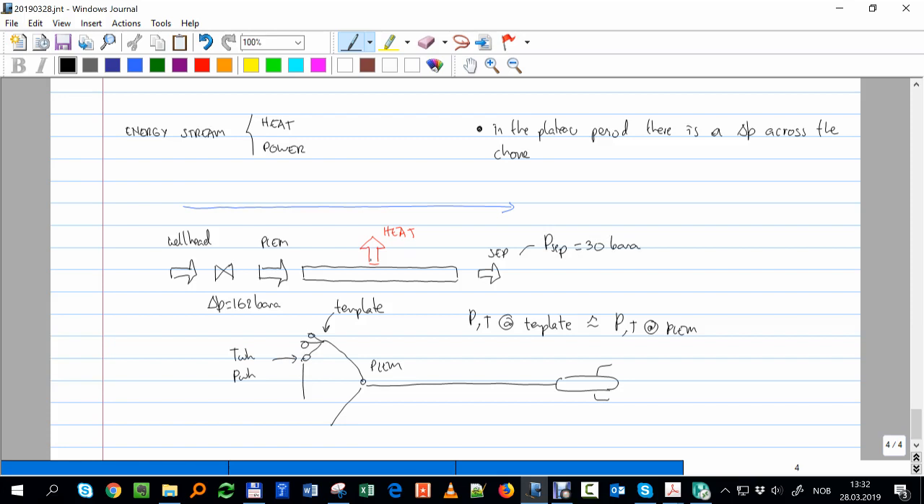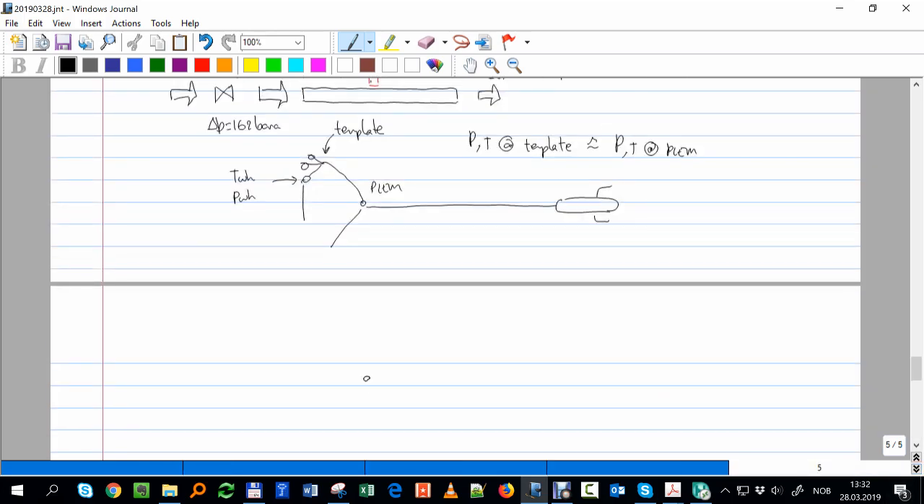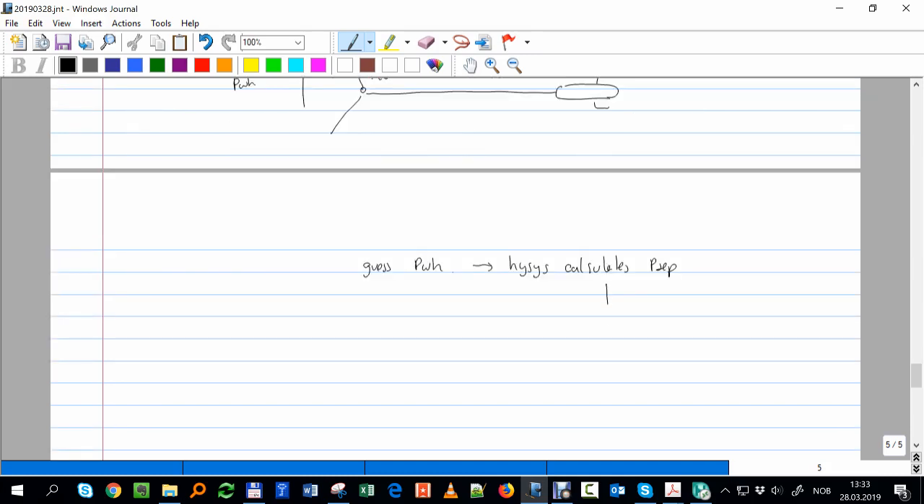Okay? Therefore, you already think that you have to make some iteration. You have to guess, so the workflow will be: guess PWH, and then Hysys calculates P separator, and then you have a check, okay, is P separator equal to 30? If yes, then finish. If not, then guess another PWH.